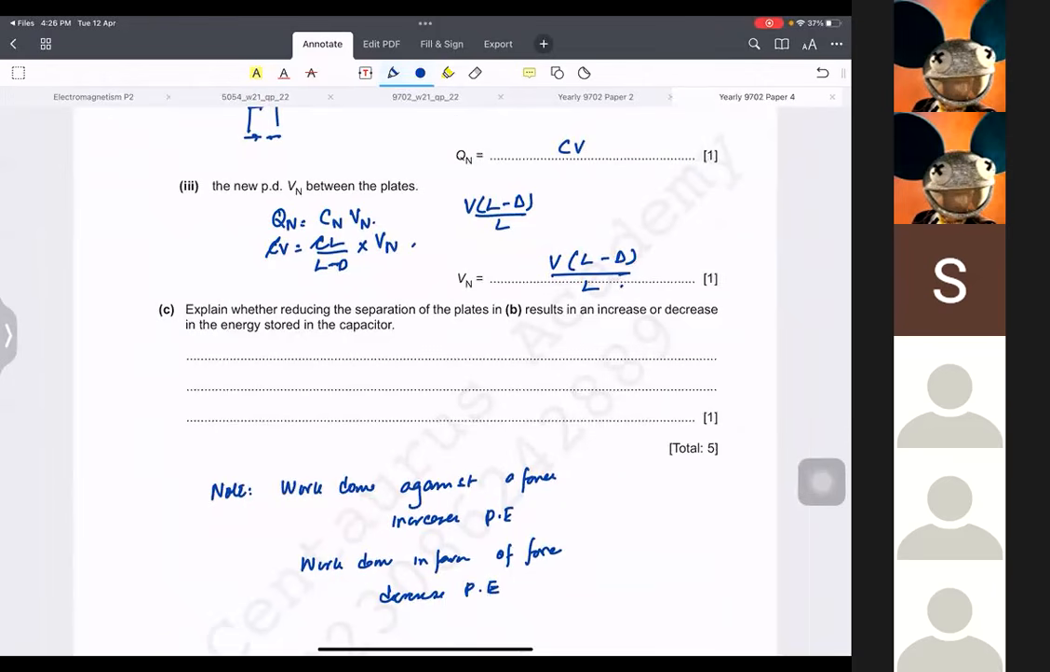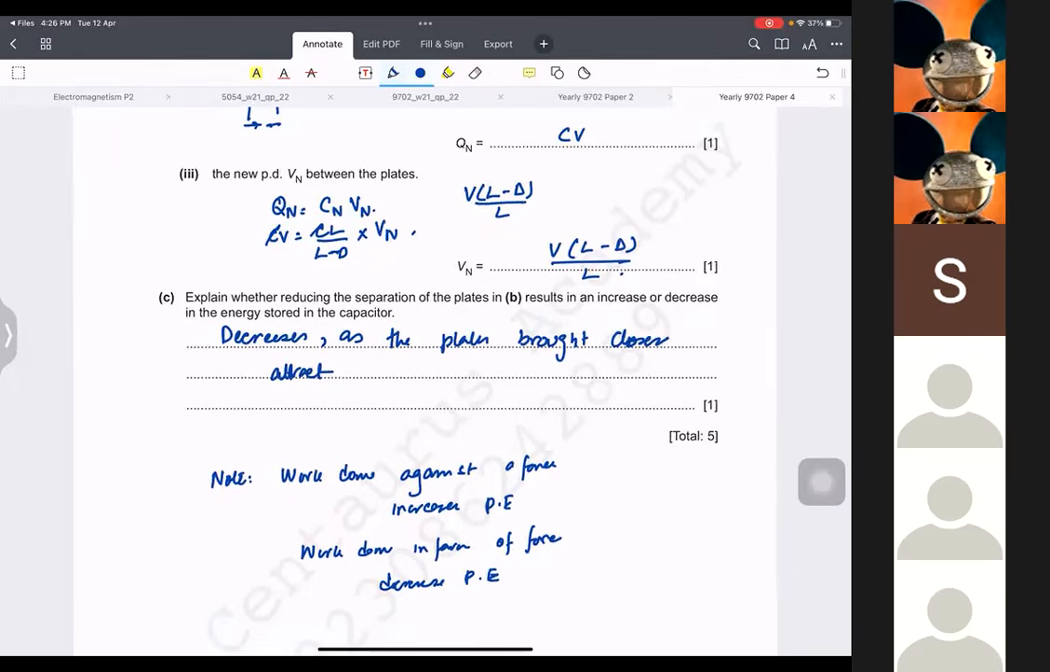So I'm going to write: decreases, as the plates brought closer attract. That's fine.